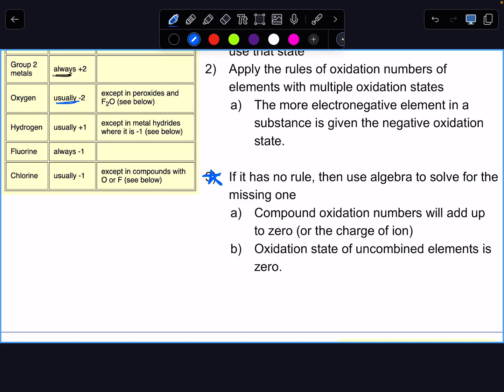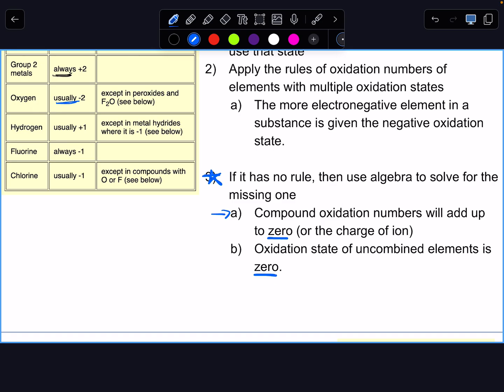When I say algebra, it's simple here. Simple math to solve for the missing piece based on these 2 facts. Number 1, the compound of the oxidation numbers should always add up to 0, or if it has a charge, it should add up to the charge. So if its charge is -2, they should add up to -2. If it's an element all by itself, then it's just 0 because it doesn't have a charge and it needs to add up to 0.